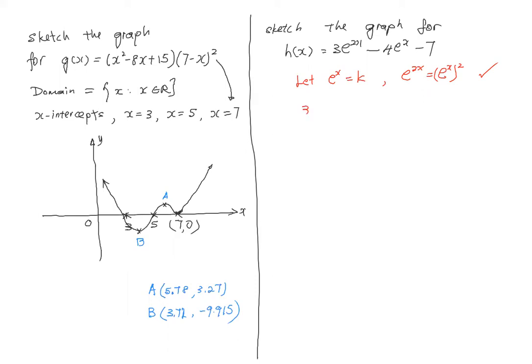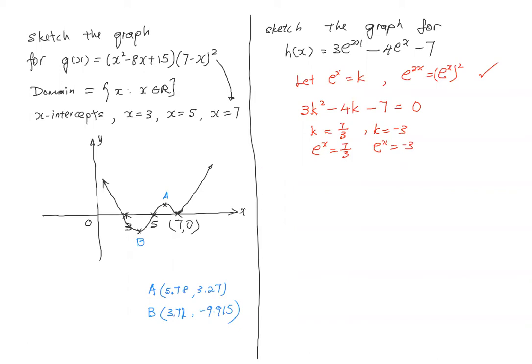So I got 3k squared minus 4k minus 7 equal to 0. So I use my scientific calculator. I get k equal to 7/3 and k equal to -3, correct? Okay. So then next, k is e to the power of x. e to the power x equal to 7/3. e to the power x equal to -3.